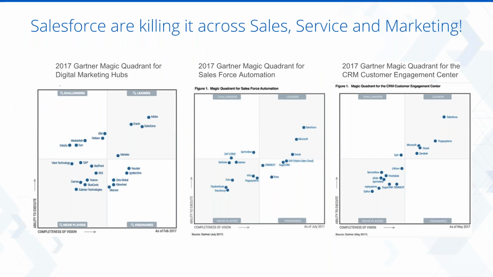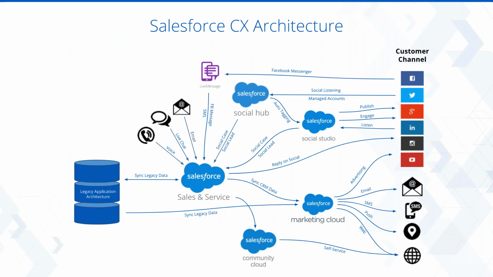This is very recent Gartner results, 2017. These are 3 different quadrants. The one on the left is for digital marketing, and Salesforce are really up there in the top 3. So that's for Salesforce Marketing Cloud. Then in Salesforce Automation, which is really their Sales Cloud, CRM, they are just #1, and also CRM Customer Engagement Center, which is Service Cloud, they're also #1. So going with a platform like Salesforce is a strategic decision for a long time. No one ever gets fired for choosing Salesforce.